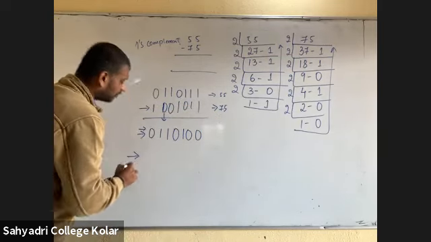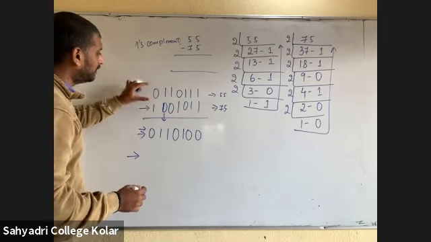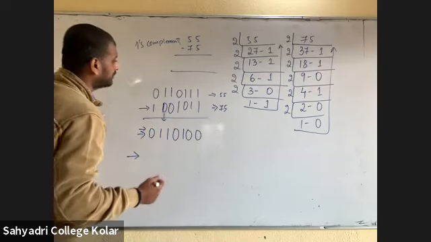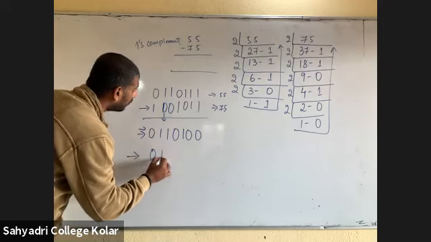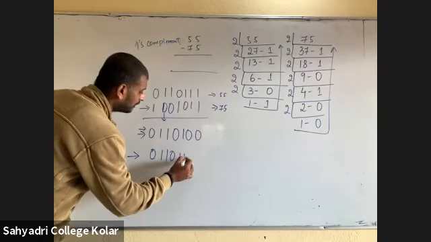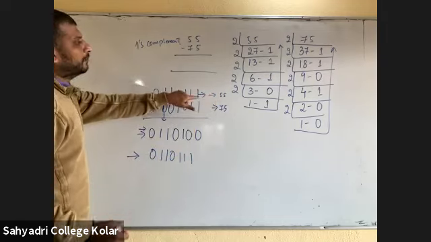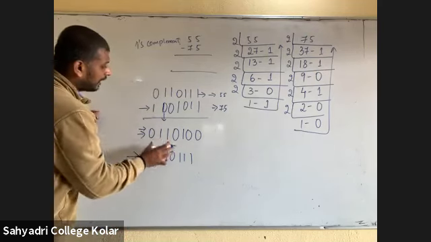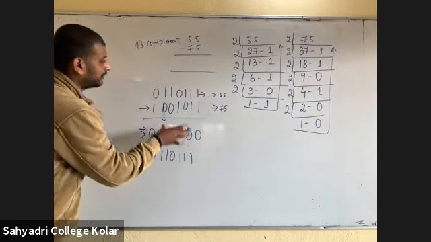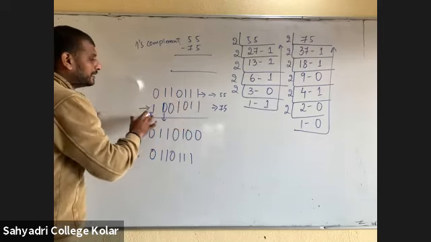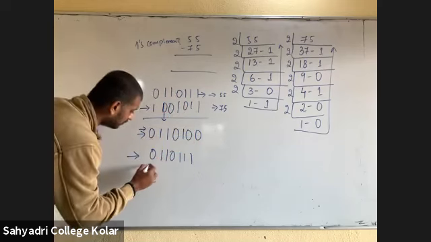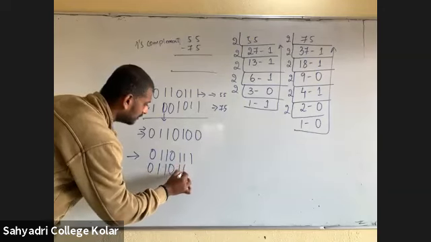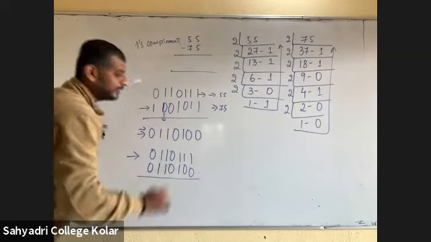Okay, next what you need to do is take the upper number and take the ones complement of the lower number, and you need to add these two numbers. So 0, 1, 1, 0, 1, 1, 1. This is the binary form of 55. I have taken it. Next, I need to take the ones complement of this particular number. Ones complement is nothing but replacing zeros with ones and ones with 0. So I will take this 0, 1, 1, 0, 1, 0, 0. This I have taken.